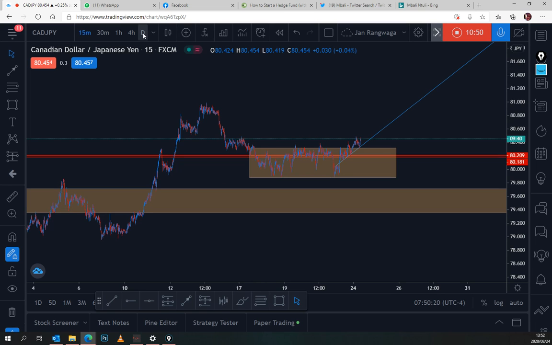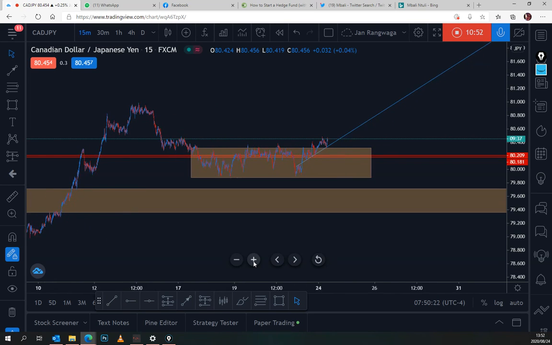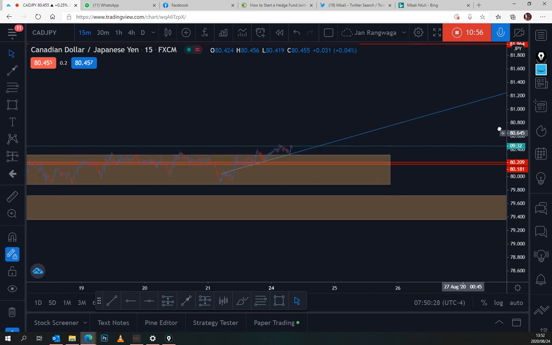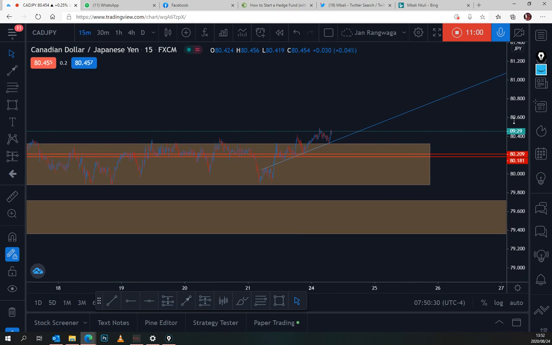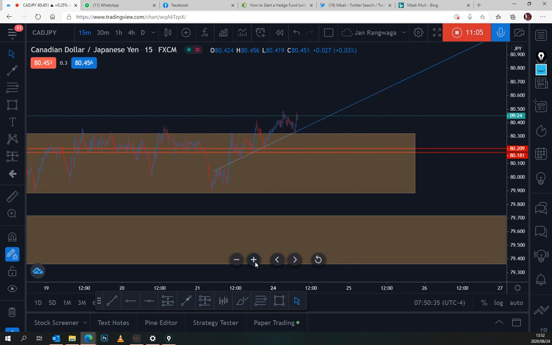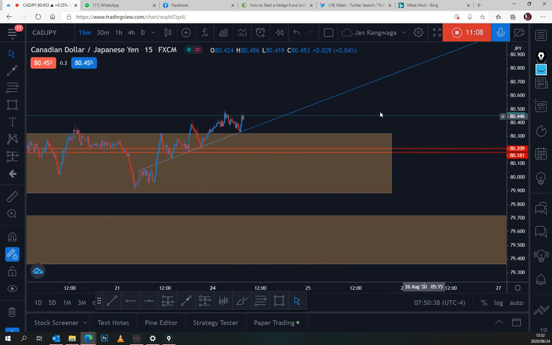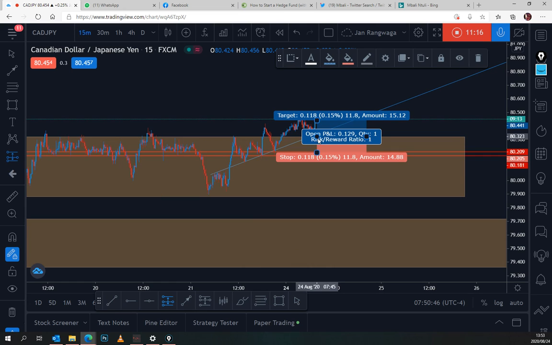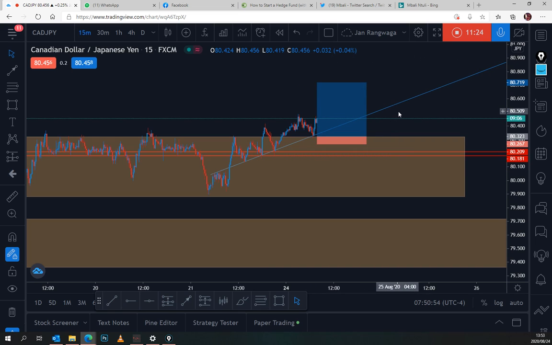Already the entry, we are a bit late for that entry. However, we can still take that entry. So now we are trying to manage our stop loss. Our entry is supposed to be here. That's where our entry is supposed to be at. So we're going to do this. Our stop loss is here.